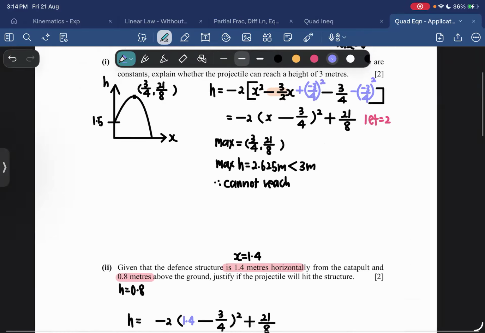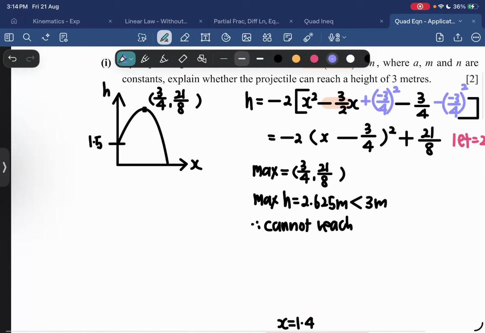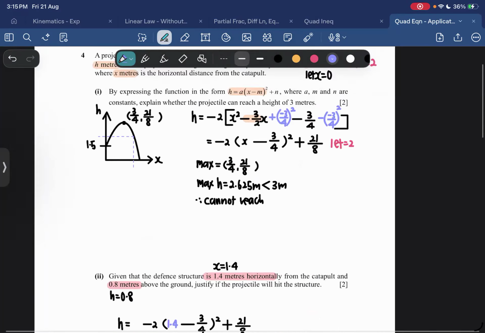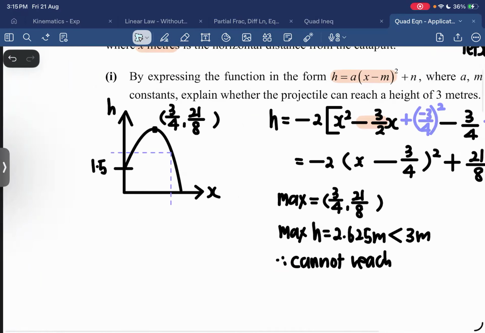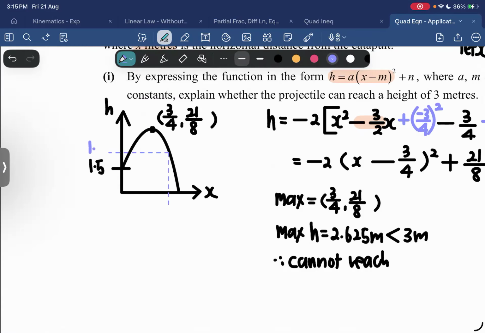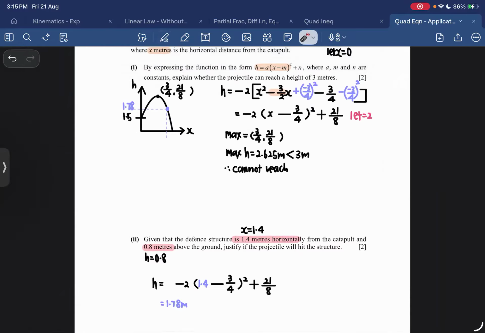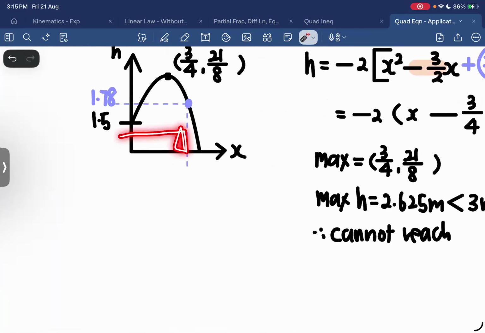So you see what's the understanding from here? 1.4 will be somewhere where? You use your graph to understand. 1.4 will be somewhere here. So when x is 1.4, we will realize that this value is 1.78, correct? Which is this part here. So they're asking about something that is 0.8 meters. 0.8 means so short. It won't hit this at all.